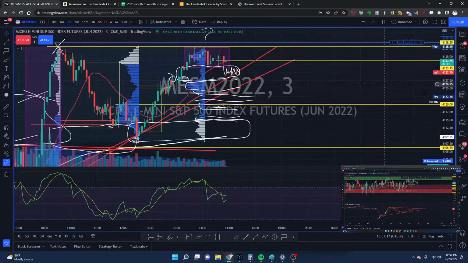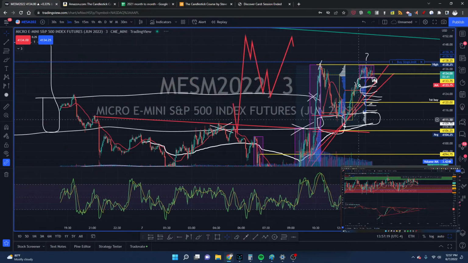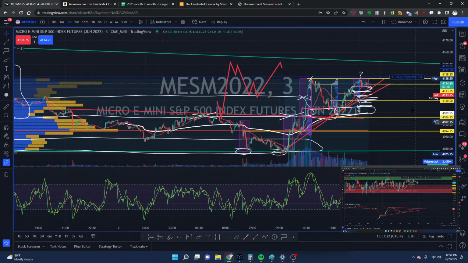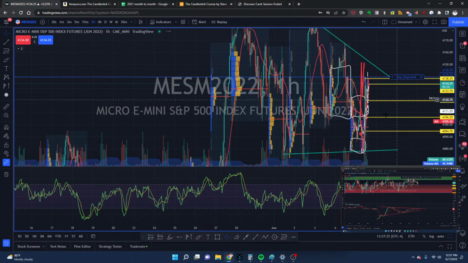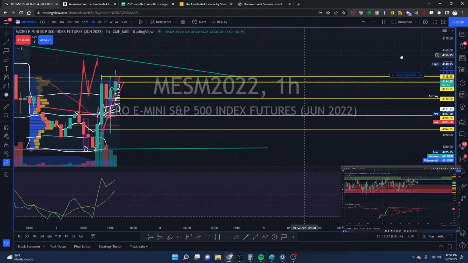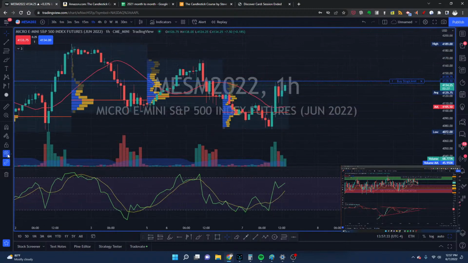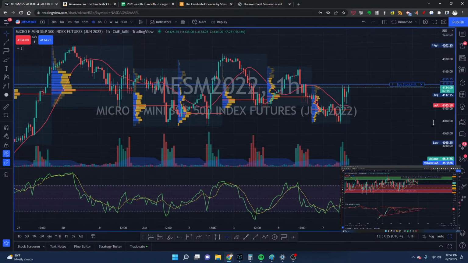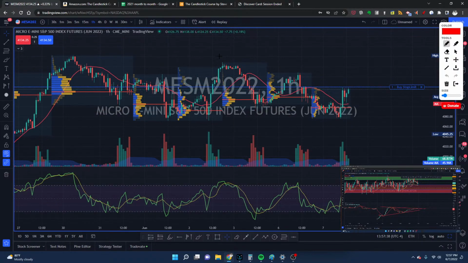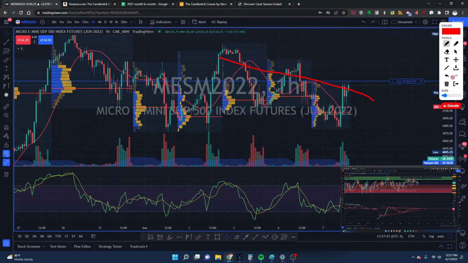So we're just trying to get a picture of what the market wants to do. Still in an uptrend. We're going to take a look at the 60-minute chart here. Let's hide all the drawings here. This trend right here is what I have on the 60-minute chart. Okay, that line there.